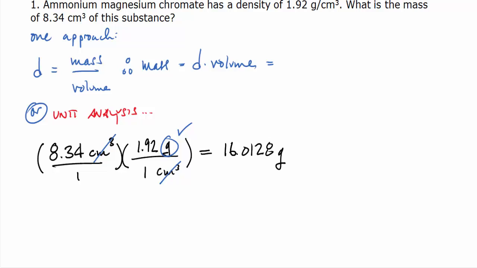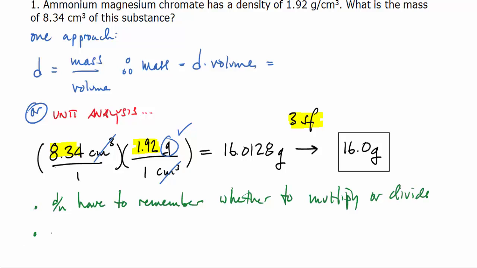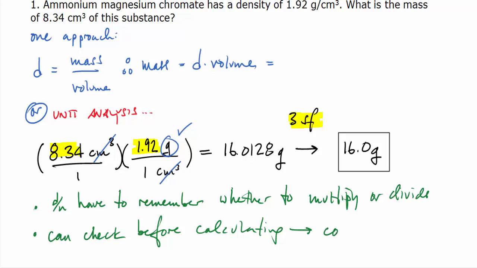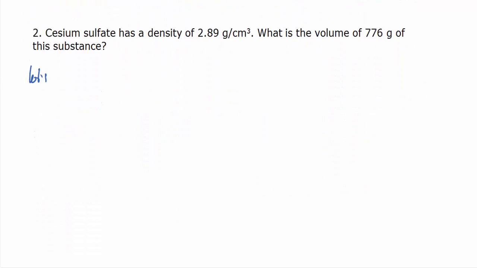We want it with this large number of digits here. Please check. You have 3 significant figures in our problem, and so we just write here 16.0 grams. Notice you didn't have to remember whether to multiply or divide by the density, you just follow the units. Also, it's worthwhile because you can check before calculating. You have some confidence, you know you've got the right answer before you pick up your calculator.